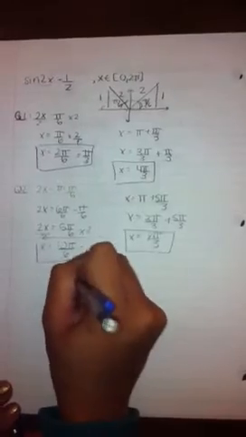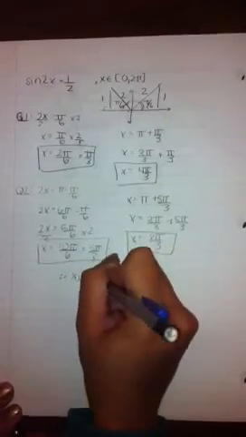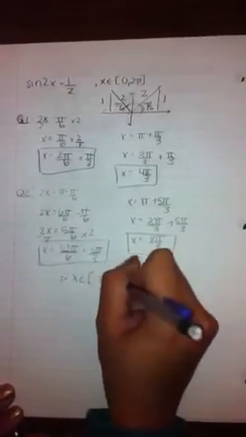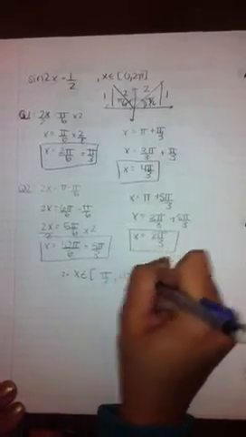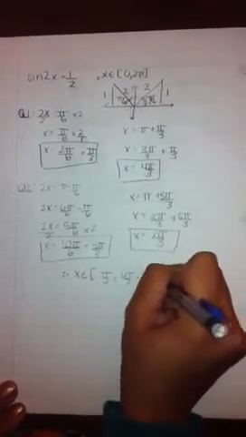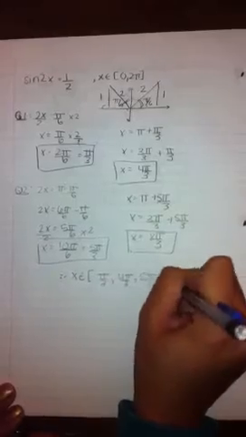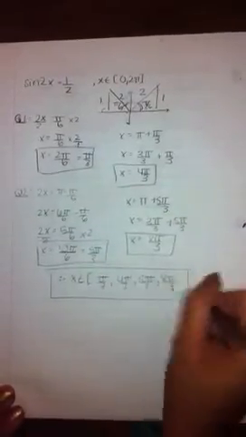There's our fourth solution. Therefore, x is an element of pi over 3, 4 pi over 3, 5 pi over 3, and 8 pi over 3. And those are our solutions.